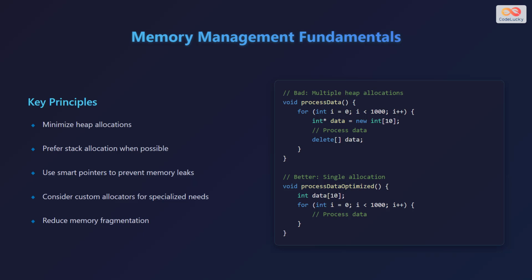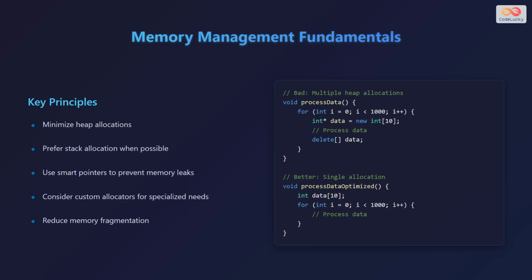Employ smart pointers to prevent memory leaks. Smart pointers automatically handle the allocation and deallocation of memory, preventing common memory errors. Consider custom allocators for specialized needs. Custom allocators can be tailored to specific memory usage patterns, optimizing performance. Finally, reduce memory fragmentation. Fragmentation can lead to inefficient memory usage and slower performance.